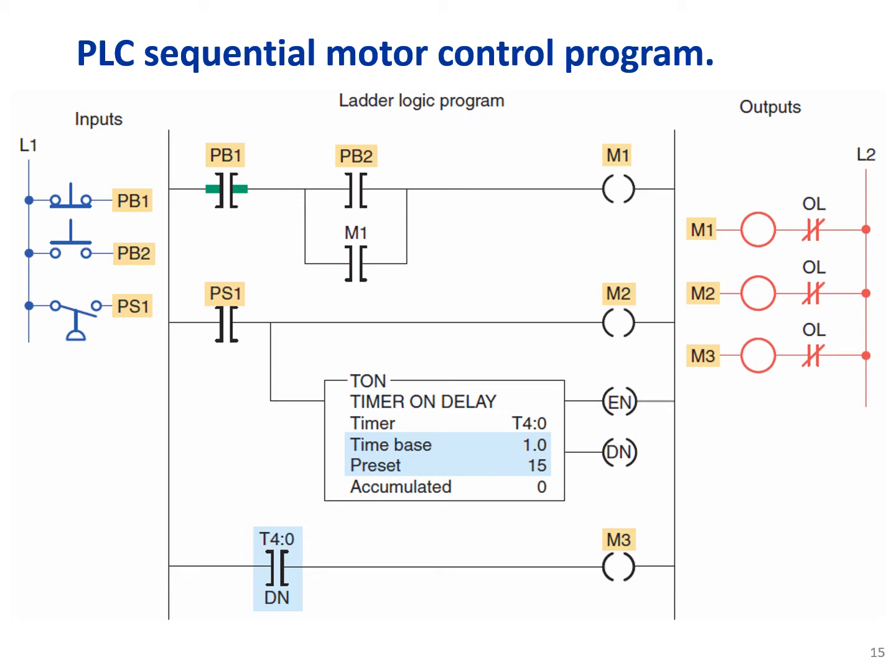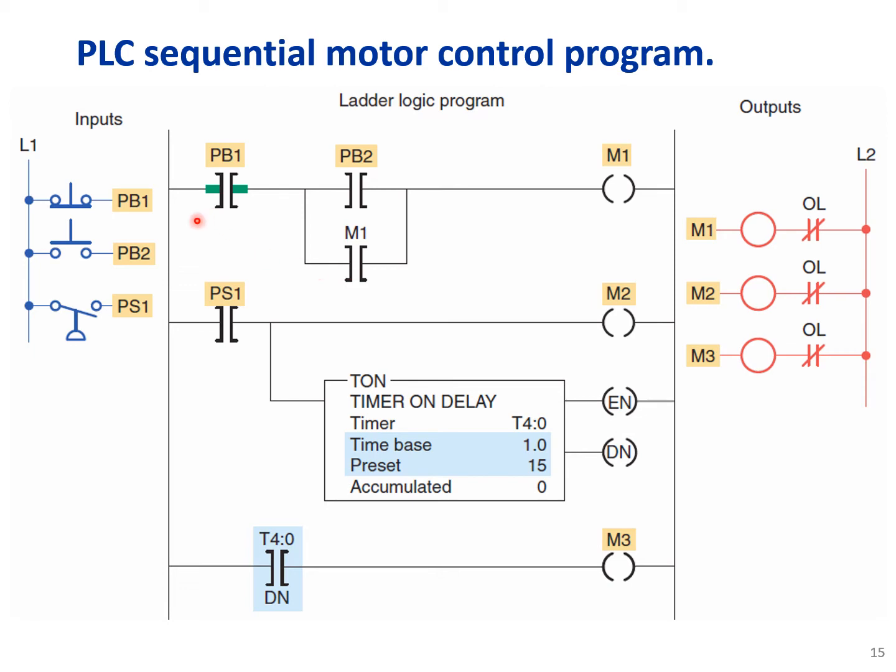PLC sequential motor control program is another example. In this example we have push buttons 1 and 2 and 1 pressure switch, which is basically a pressure sensor. For outputs we have motor 1, motor 2, and motor 3, and these are overloads. So if these motors are overloaded, then they will be shut down by this contact.